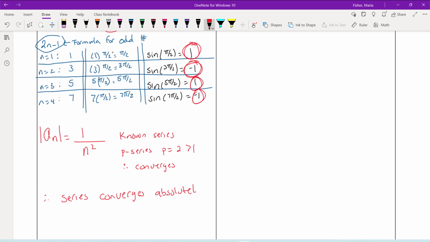So with alternating series, you're either going to converge absolutely, that happens if the absolute value of a sub n converges; converge conditionally, that happens if the absolute value of a sub n diverges and then you try the alternating series test and your conditions are met; or your series diverges, and that happens if the absolute value of a sub n diverges and you do not meet the conditions of the alternating series test.